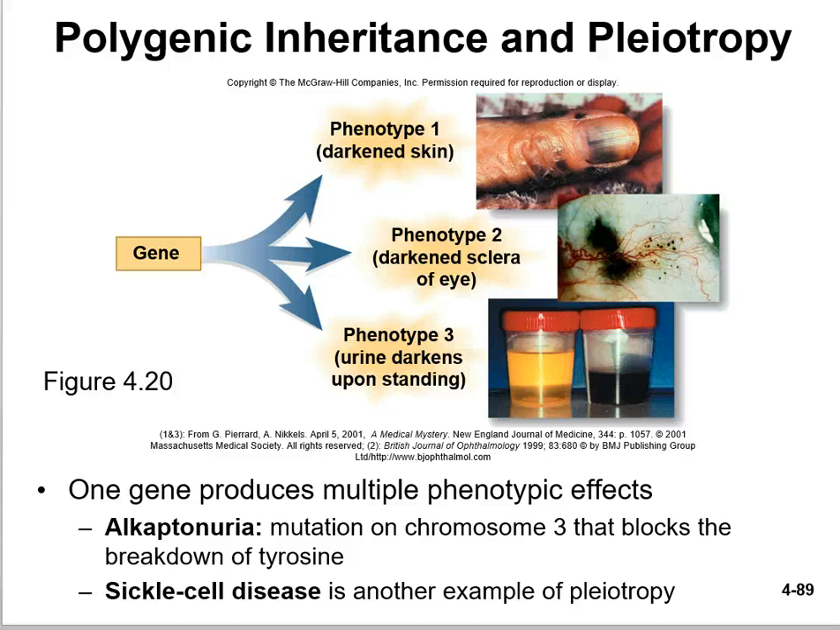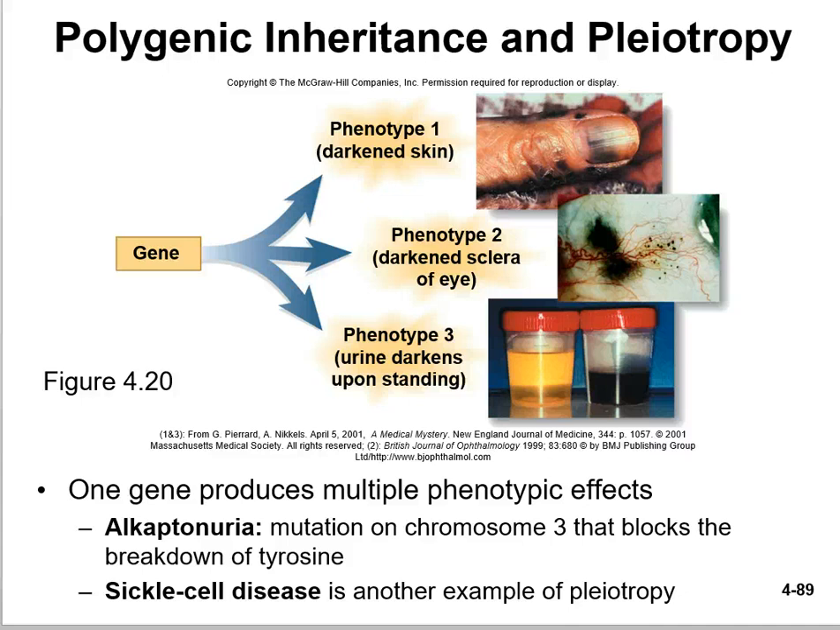Pleiotropy is a phenomenon in which one gene produces multiple phenotypic effects. For example, about 1 in 200,000 people have a genetic disorder called alkaptonuria. This is a mutation on chromosome number 3 that blocks the breakdown of the amino acid tyrosine. This results in the accumulation of an intermediate breakdown product in the body, and it harms connective tissue and causes degeneration of cartilages.